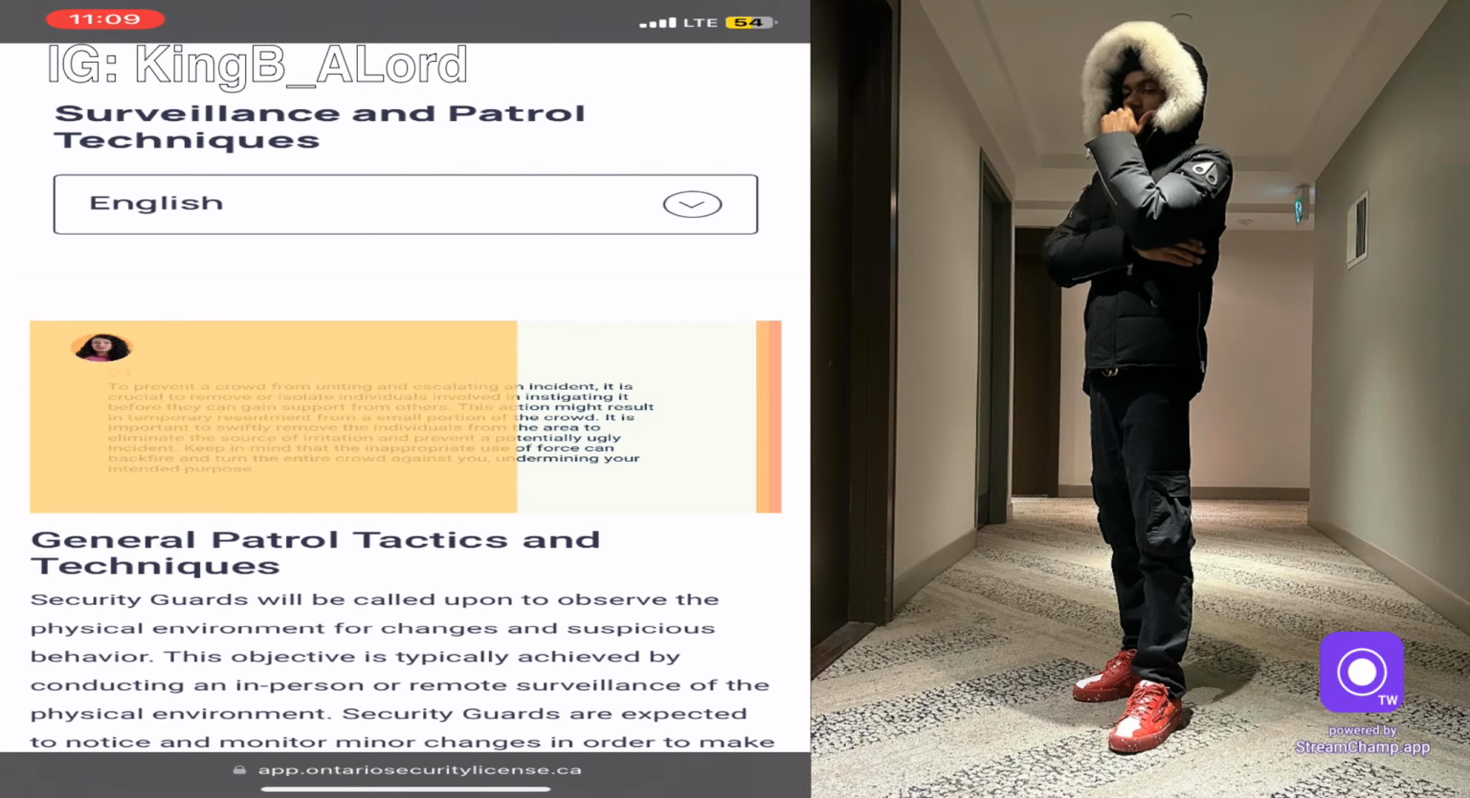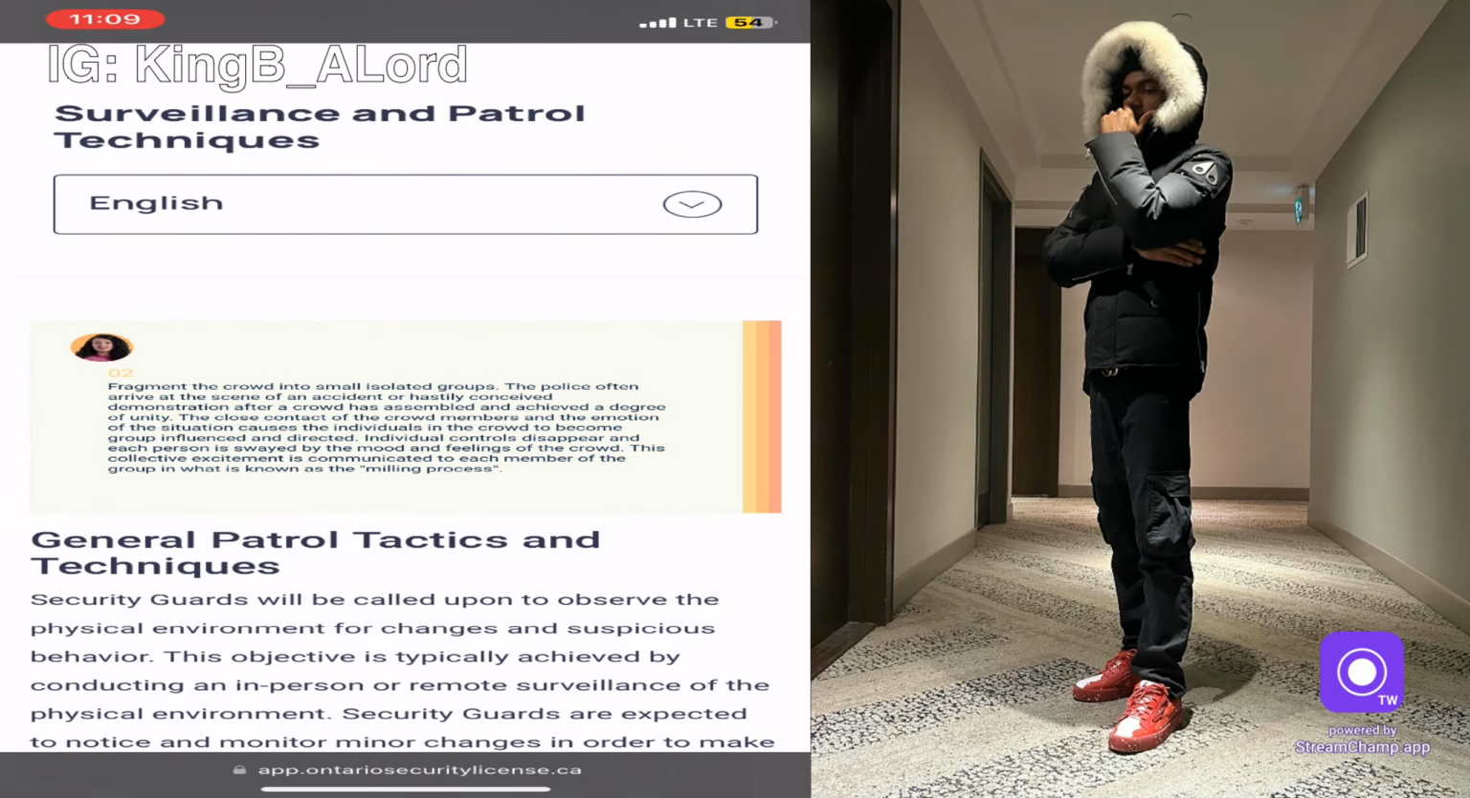2. Fragment the crowd into small isolated groups. The police often arrive at the scene of an accident or hastily conceived demonstration after a crowd has assembled and achieved a degree of unity.